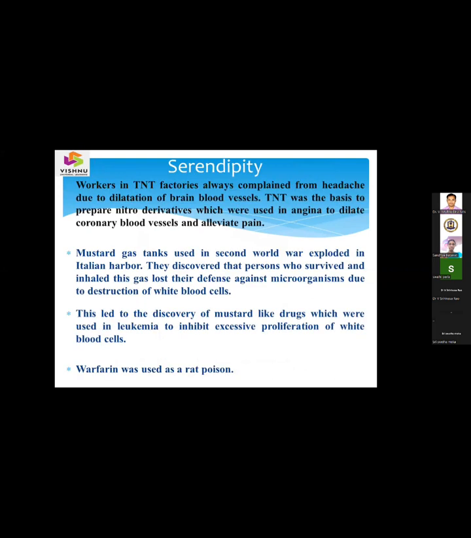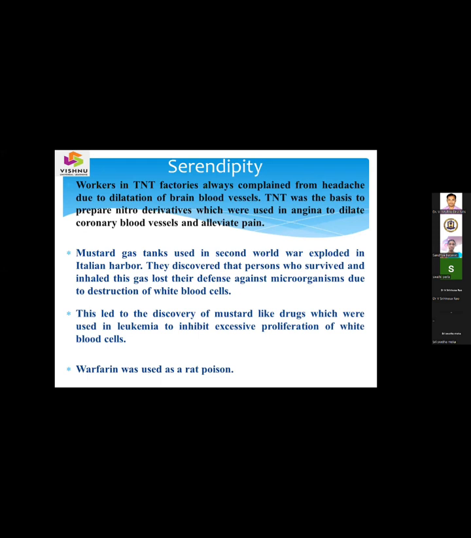Coming to serendipity, workers in TNT factories always complained of headaches due to dilation of the blood vessels in the brain. Trinitrotoluene was the basis to prepare nitro derivatives, which were used in angina to dilate the coronary blood vessels and alleviate pain. So by this, from how the TNT factory workers suffered with dilation of blood vessels, the scientists introduced nitro derivatives, used to treat angina by dilating the coronary blood vessels. That is one serendipity approach for drug discovery.